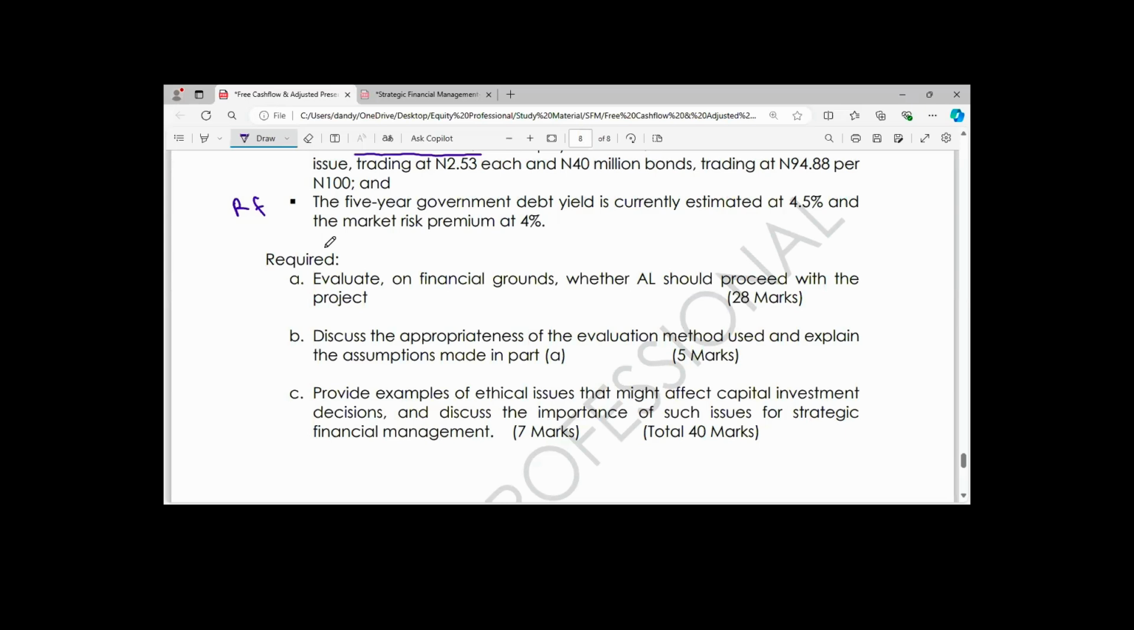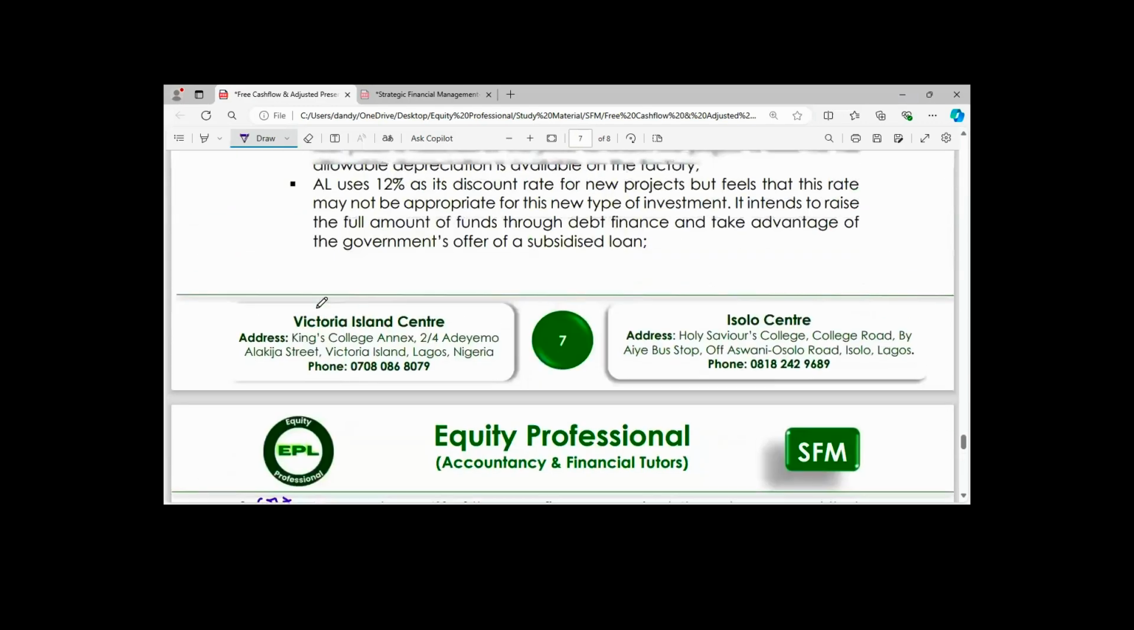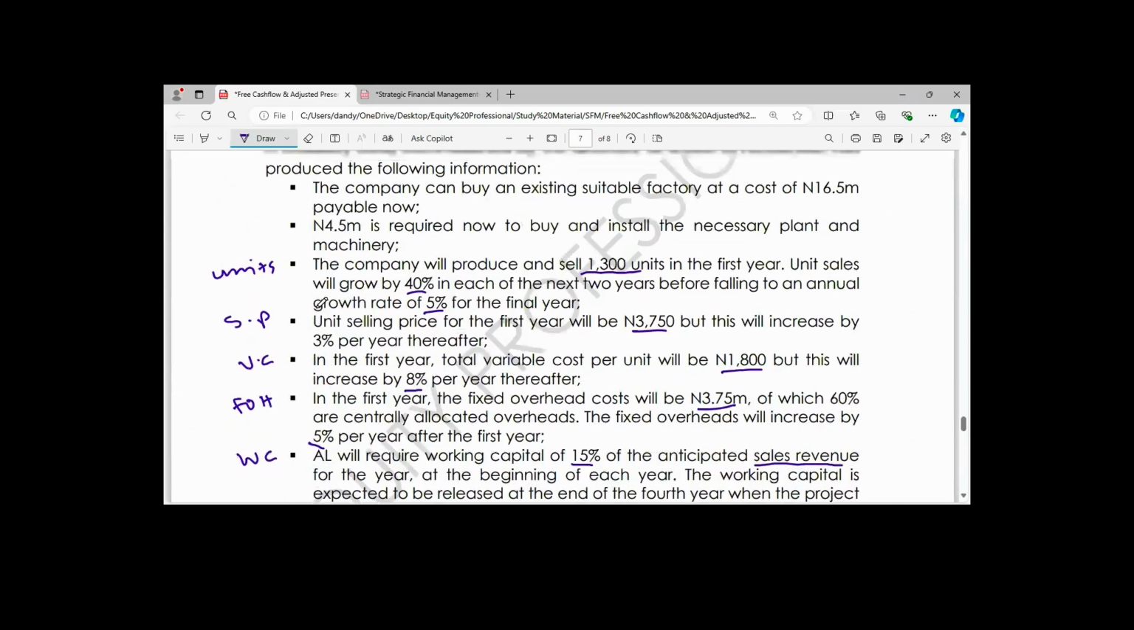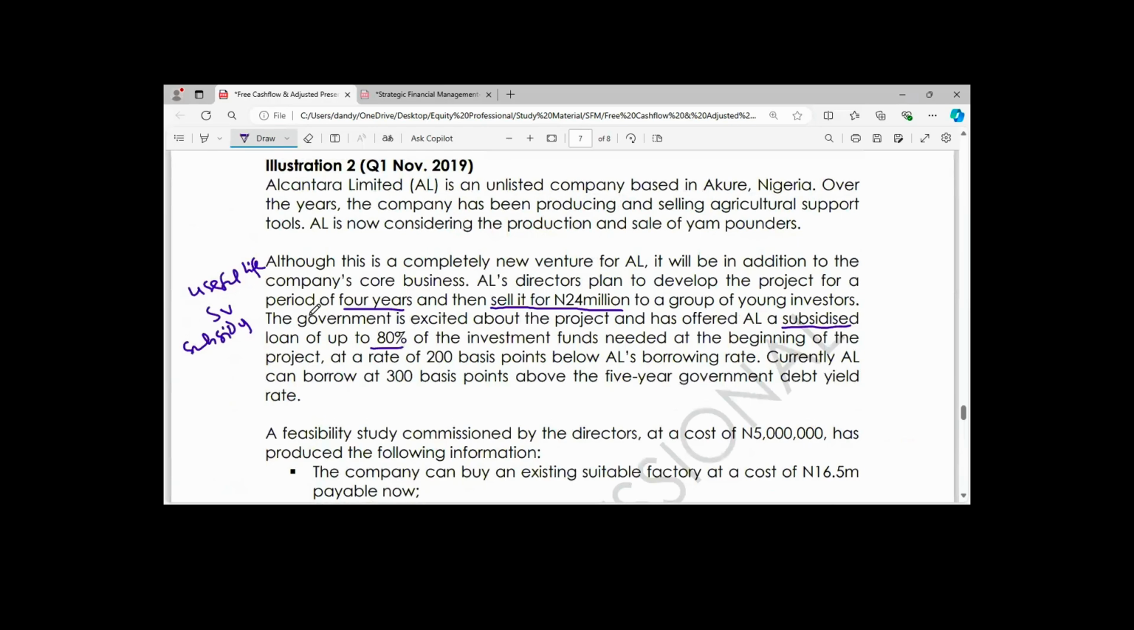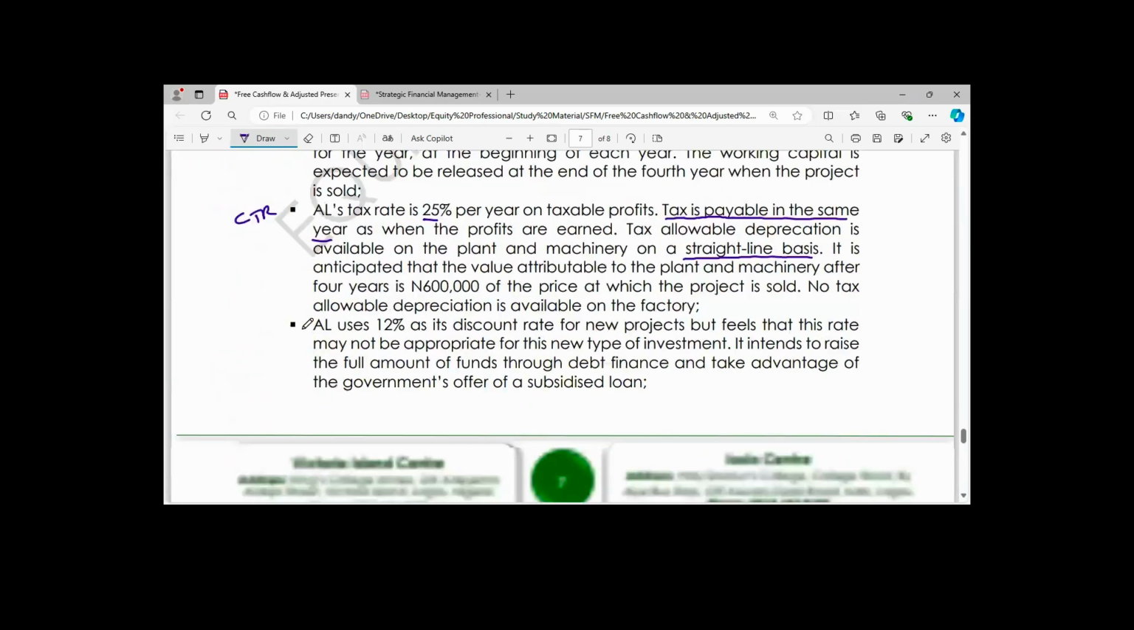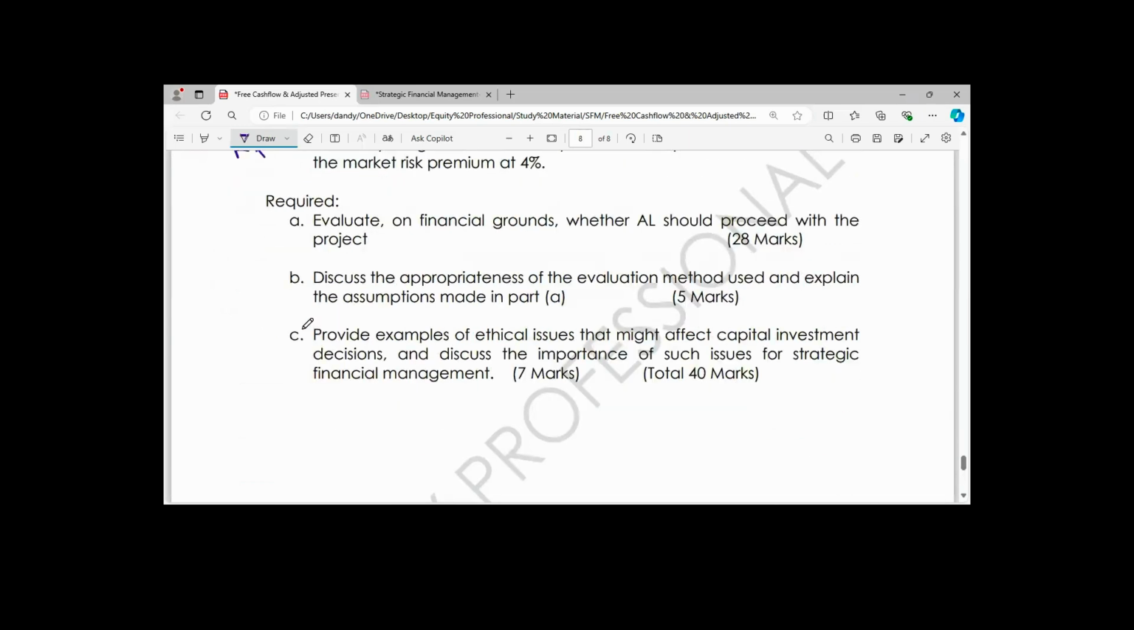But when I was explaining to you, and I believe you are not an average student, I already explained that APV and NPV are similar. The only difference that makes APV unique is if in the question you are given issue cost or a subsidized loan. And when Jide was reading this question, he read about issue costs as well as a subsidized loan. So if that is the case, you are supposed to use adjusted present value to appraise the project. You cannot use NPV. It has to be adjusted present value.